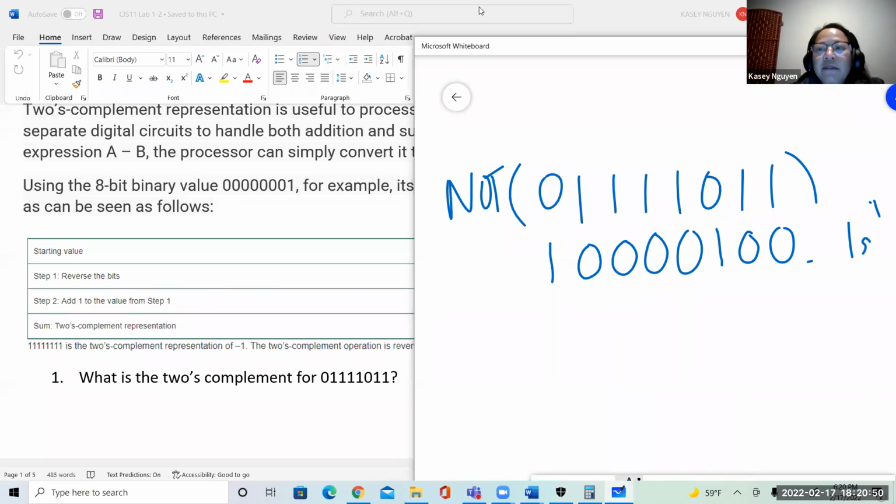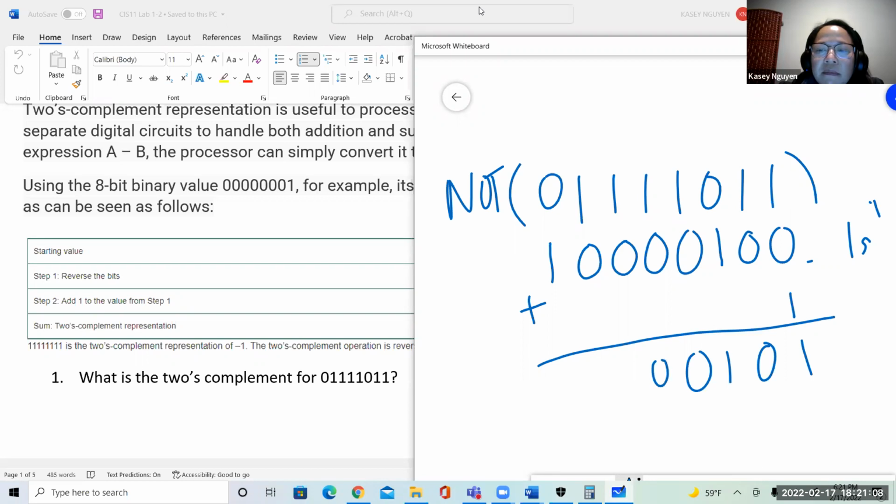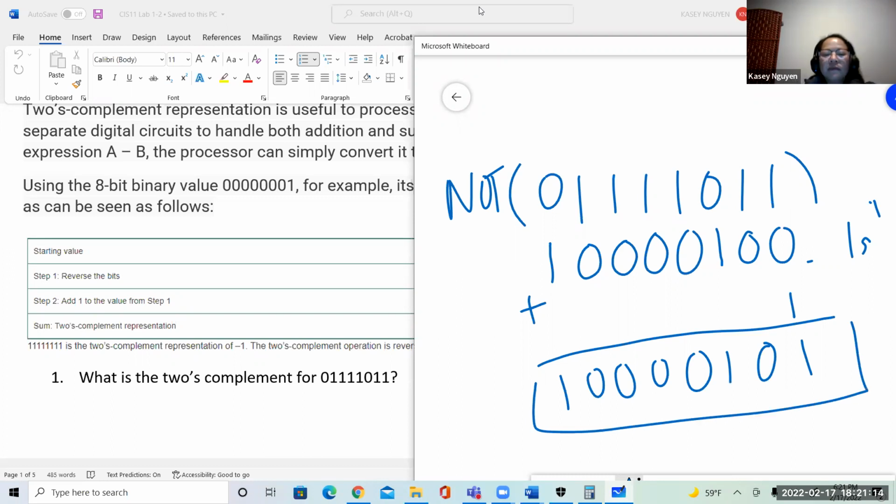We're not done. We have to add that 1 bit to store the sign. So you simply do a +1. So 0 plus 1 is 1, and then everything else is the same. And this is your result. So the 2's complement of this value is this.